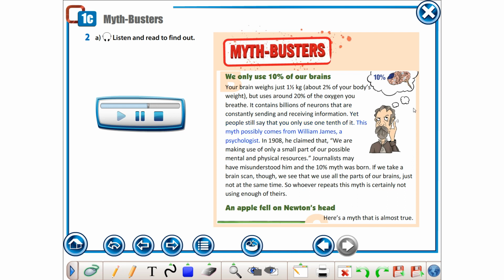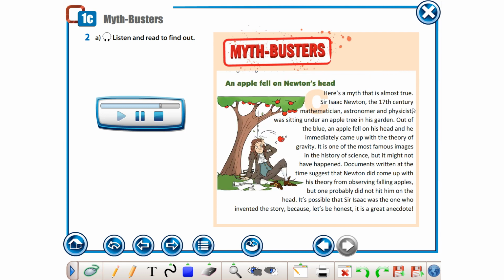This myth possibly comes from William James, a psychologist. In 1908, he claimed that we are making use of only a small part of our possible mental and physical resources. Journalists may have misunderstood him, and the 10% myth was born. If we take a brain scan, though, we see that we use all the parts of our brains, just not at the same time. So whoever repeats this myth is certainly not using enough of theirs.